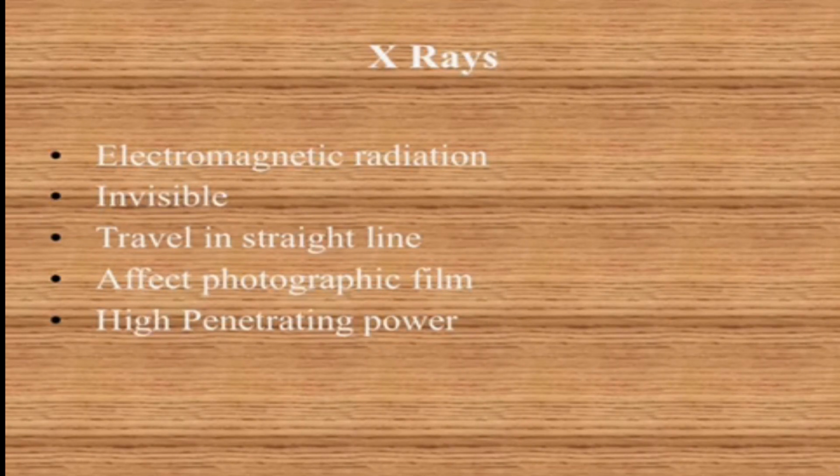Unlike ordinary light, these rays are invisible, but they travel in straight lines and affect photographic film in the same way as light. On the other hand, they are much more penetrating than light and could easily pass through the human body, wood, quite thick pieces of metal and other opaque objects.